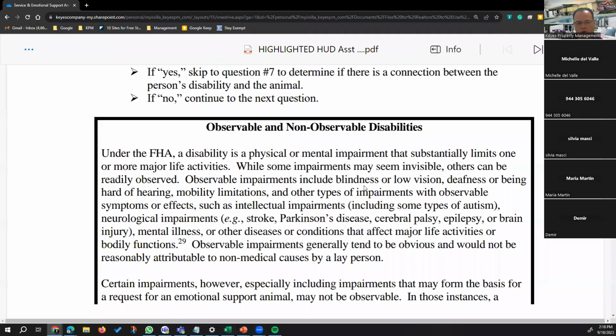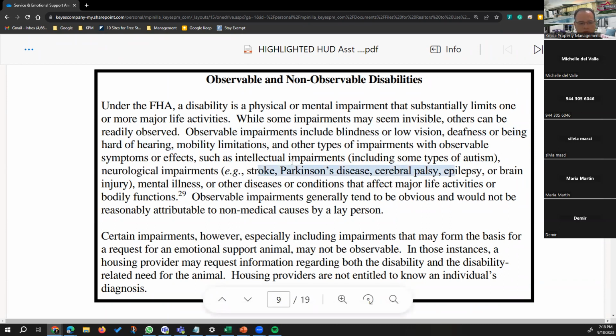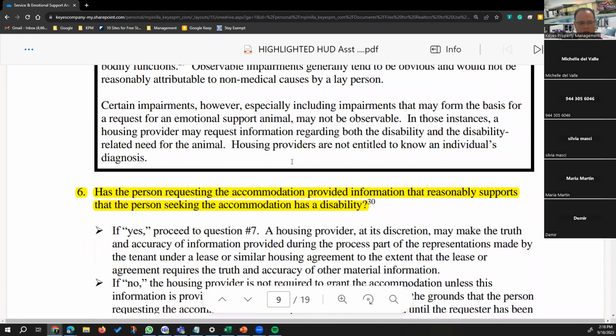And HUD is very good about explaining what observable impairments are, including blindness, low vision, deafness, being hard of hearing, right? Mobility limitations. This sounds like me right now. I'm getting old and I'm having a hard of hearing and mobility limitations. Doesn't mean that I can get a dog or a cat, right? Things that happen like strokes, Parkinson's, cerebral palsy. It's very clear here about what you can and can't do.